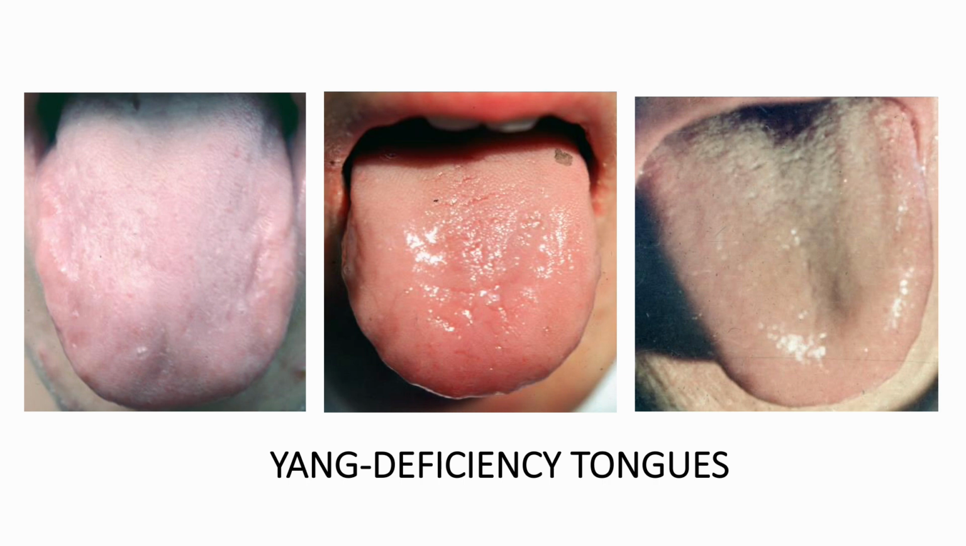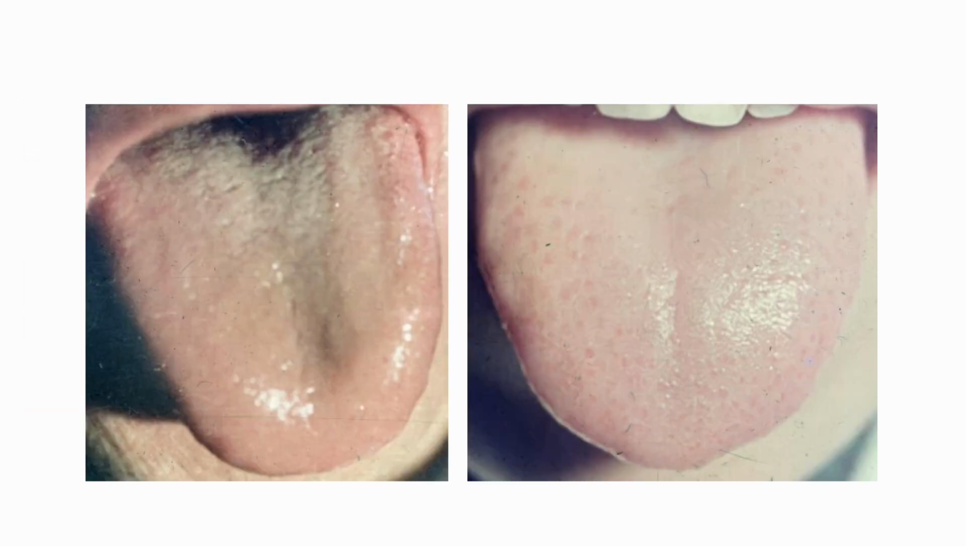In severe Yang deficiency, the tongue may also become swollen, but the swelling itself is due to the presence of dampness or phlegm rather than the Yang deficiency itself. A swollen tongue does not indicate Yang deficiency, but rather dampness or phlegm.